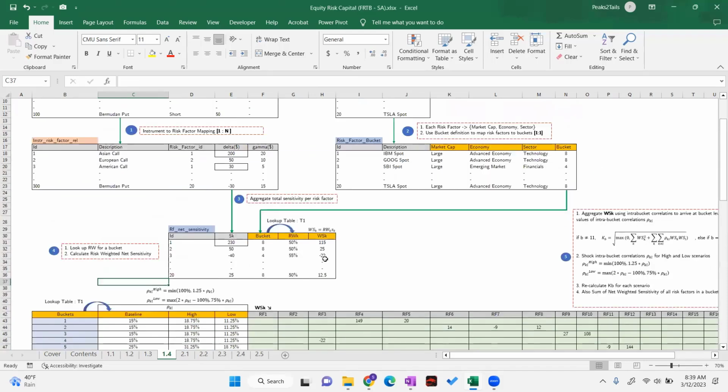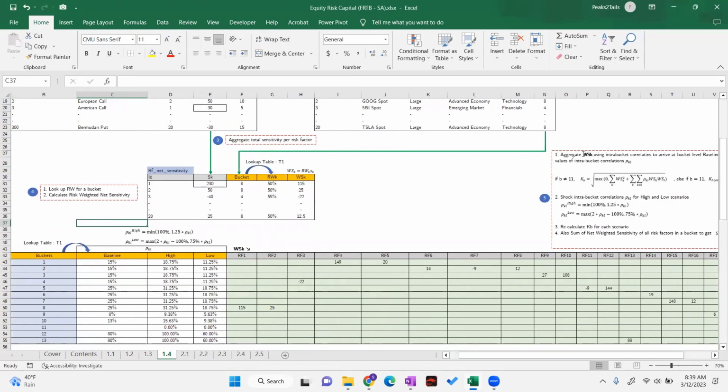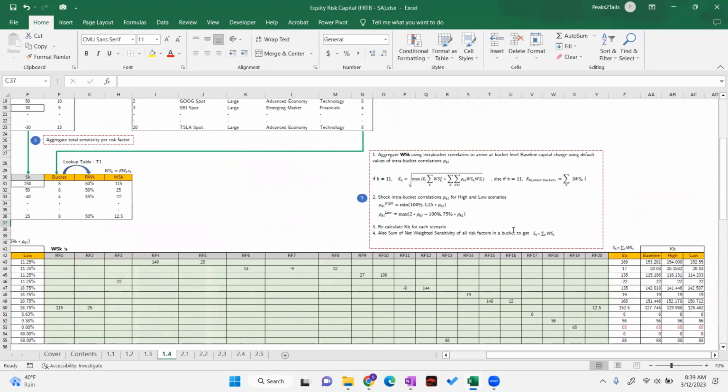Okay, all right. So we are here. As I mentioned here, aggregate this using intra-bucket correlations.